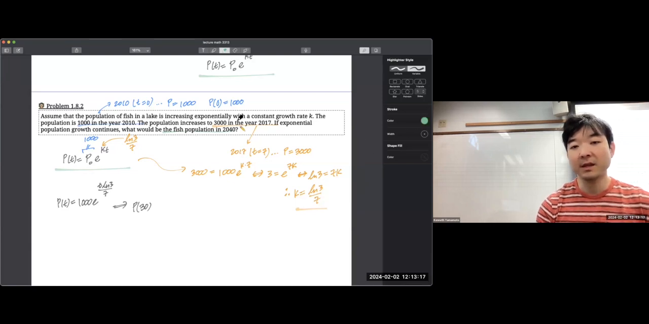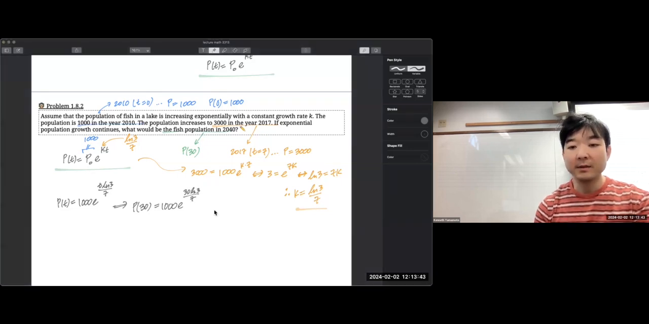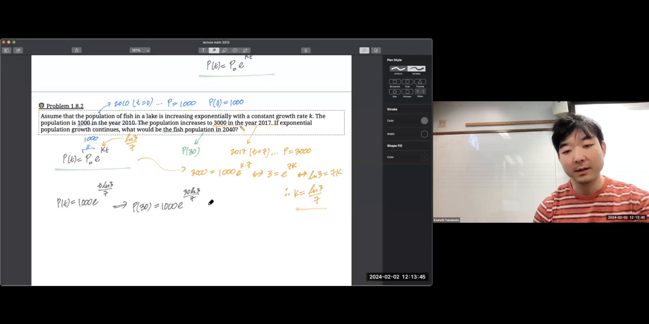So what does this mean? This statement here saying find the fish population at 2040. Well, 2040, if you're measuring 2010 as t equals 0, then this is just asking for this. And so we'll just find that by just plugging in 30 into the t. So it'll be 1,000 e to the 30 times ln of 3 over 7. And this you'll just have to do on your calculator.